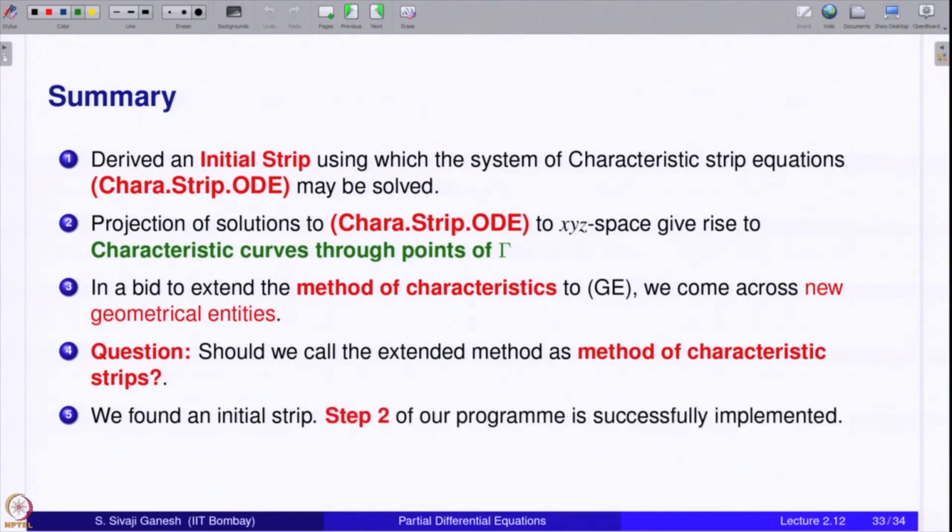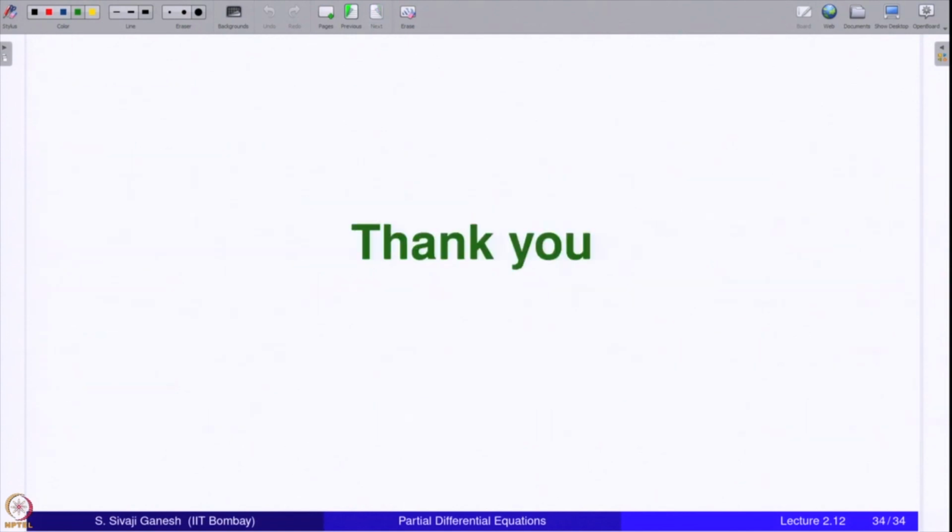So, we found an initial strip. Step 2 of our program is successfully implemented. In the next lecture we are going to complete the proof of existence and uniqueness of solutions to the Cauchy problem for general nonlinear equations. Thank you.